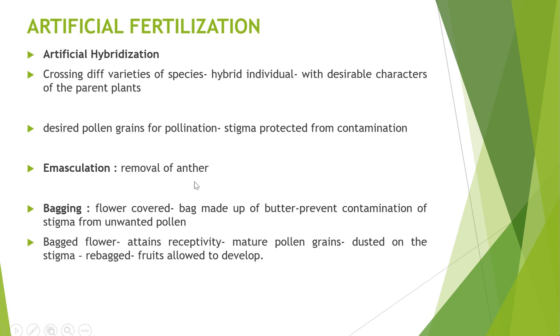Dusting of the desired pollens on the stigma of the emasculated flower. इसमें तो contamination होगा नहीं because of the bagging. Okay, with the help of butter paper or some other bags. So यहाँ पे अब हम emasculated जो flower है उन पे dust करेंगे pollen grains which are the desirable one.